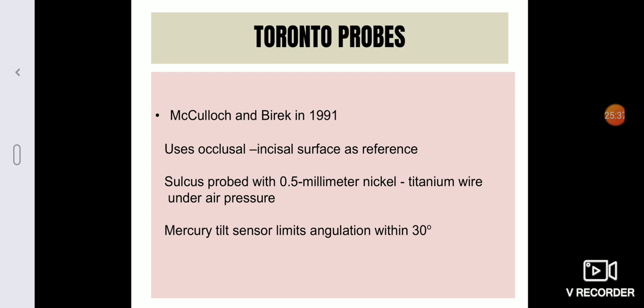Now, under the same category of probes, we have the Toronto probes. It was devised by McCulloch and Birek in 1991, and it uses an occlusal incisal surface to measure the relative clinical attachment levels. The sulcus is probed with a 0.5 mm nickel titanium wire that is extended under air pressure. It controls the angular discrepancies by means of a mercury tilt sensor that limits the angulation within the range of plus or minus 30 degrees.